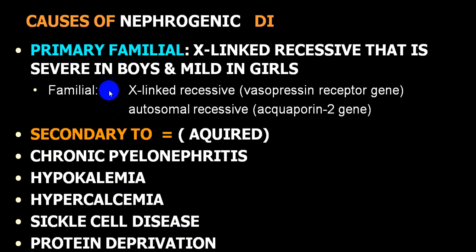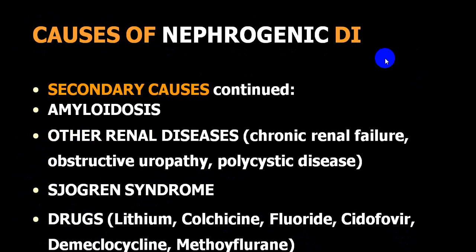The nephrogenic variety can be primary or secondary. Primary means it is because of an idiopathic cause or a sex-linked recessive disorder, which involves vasopressin receptor gene disorders. It can also be autosomal recessive, where aquaporin genes are defective. In the secondary or acquired variety, the commonest causes are chronic pyelonephritis, hypokalemia, hypercalcemia, sickle cell disease, and protein deprivation. So these are some of the conditions in the nephrogenic variety.